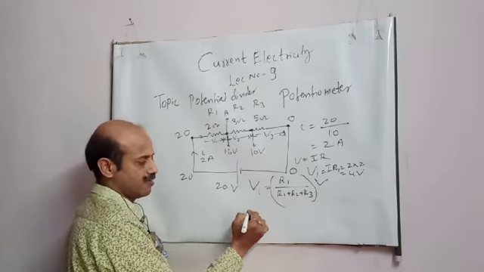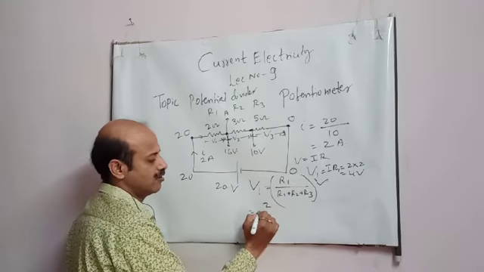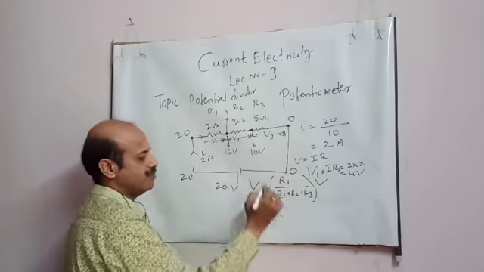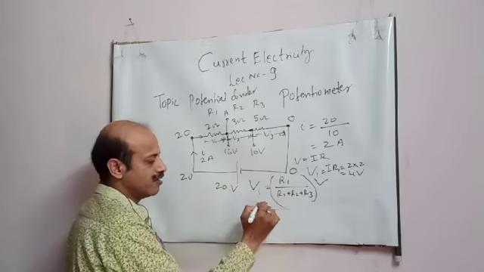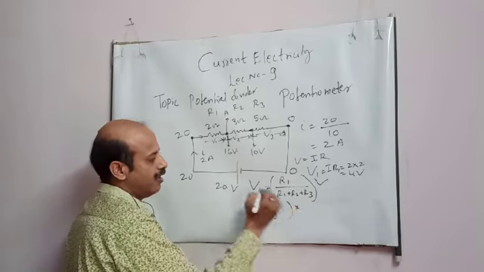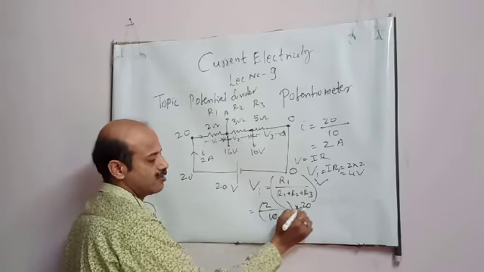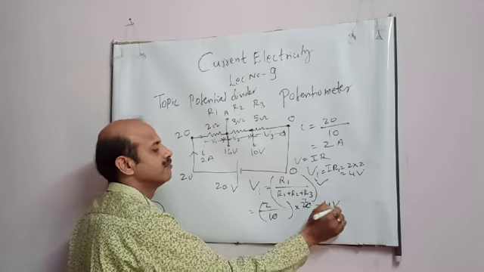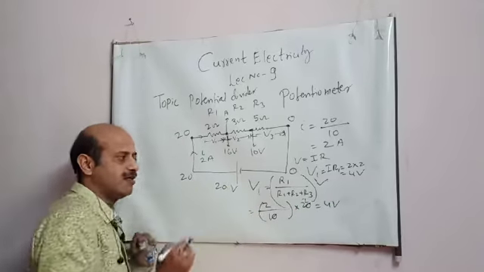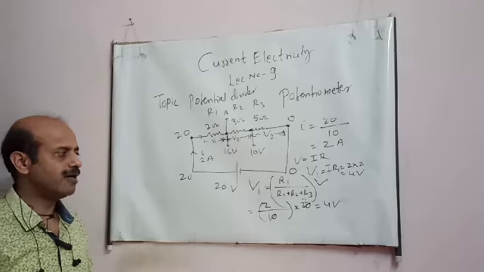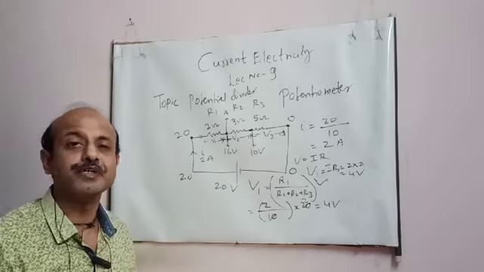Just apply this formula, student. R1 is how much? 2. Total 2 plus 3 plus 5, 10. Into 20. See student, again I am getting 4. This is the basic formula you have to remember to find out, student, potential difference.